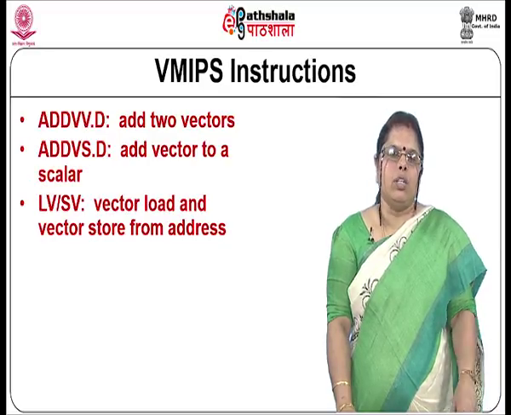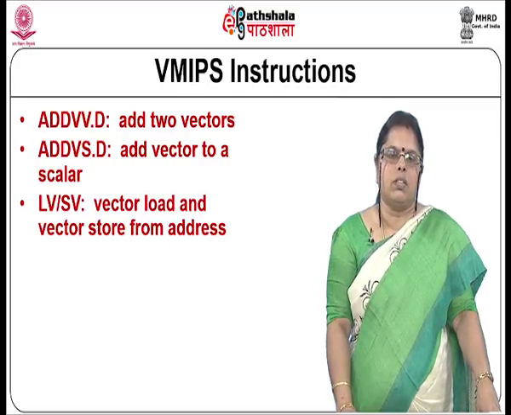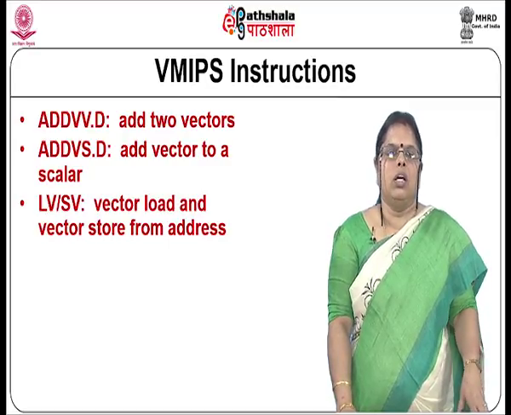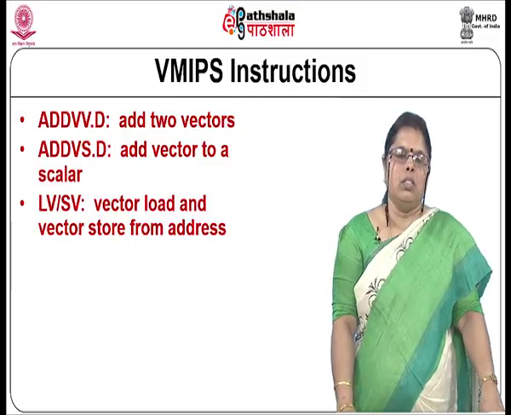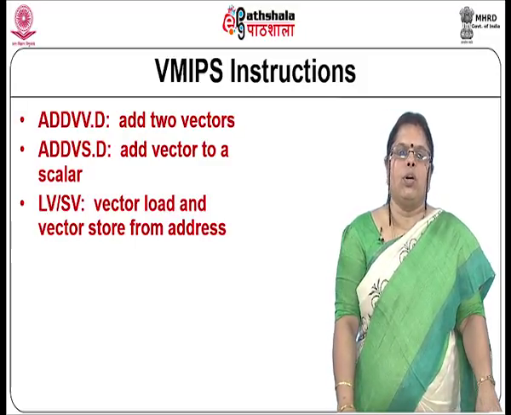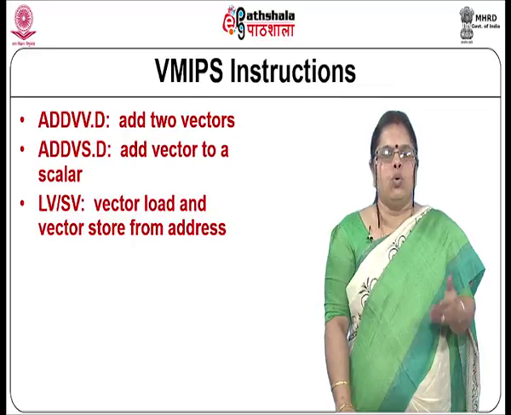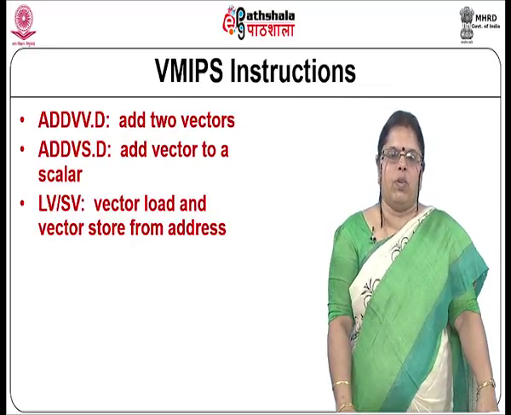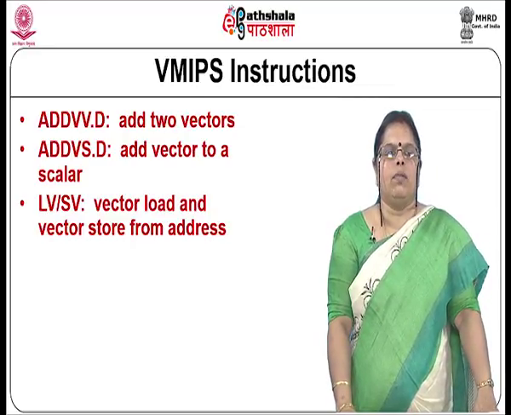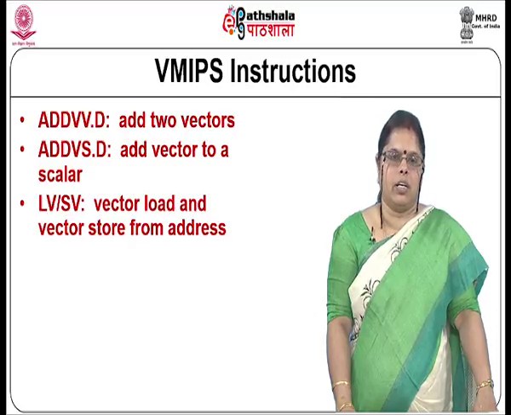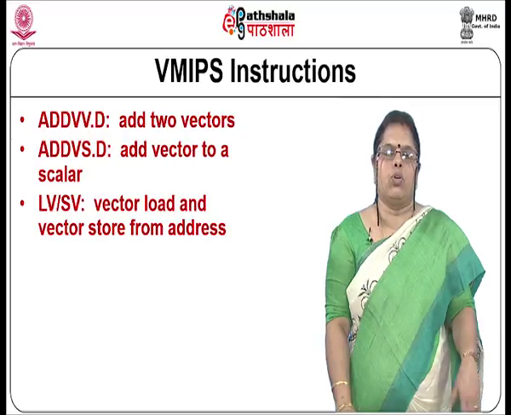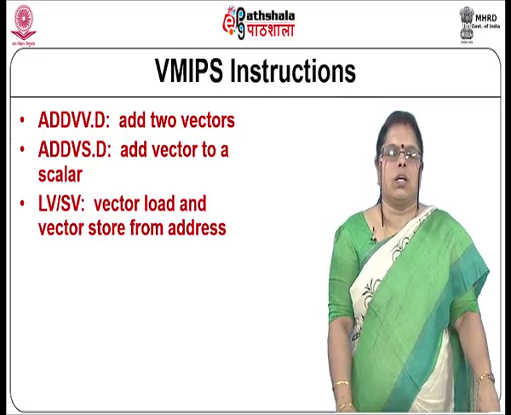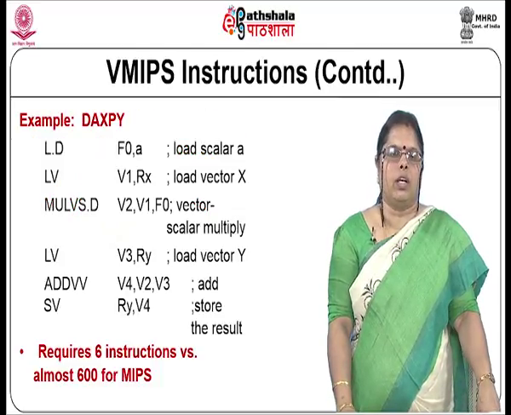It is not enough to just have vector registers and functional units which allow you to do vector operations; you also have to have support in your instruction set architecture. These are some examples of VMIPS instructions. You might have an add vector instruction, an add vector to a scalar instruction, a load vector or a store vector. These are example instructions for vector architectures.